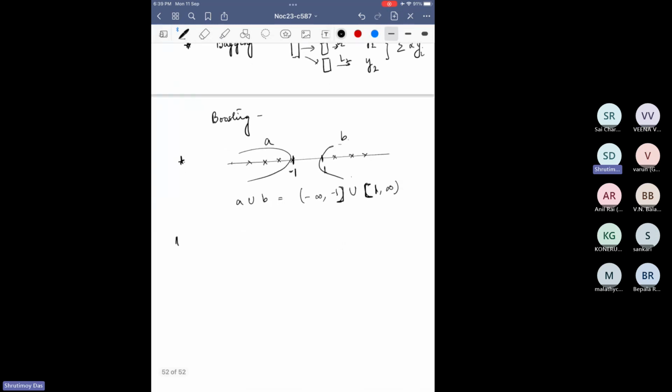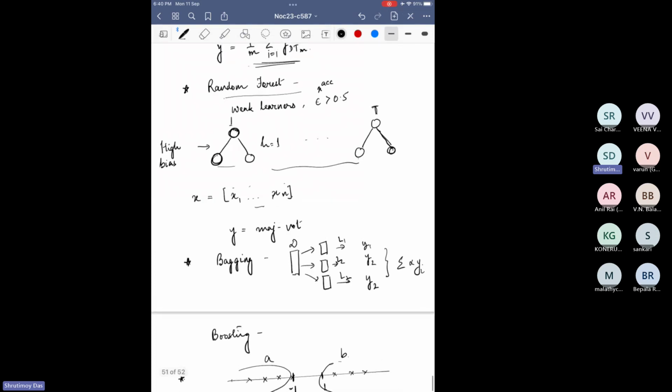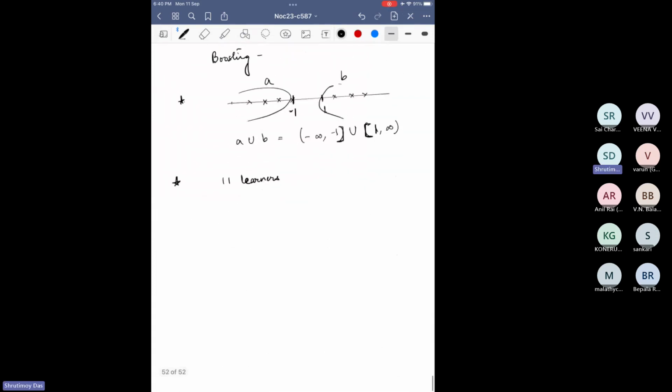Voting means suppose you have, say, 11 such learners. So in terms of the random forest, you have 11 such trees. Each of them, suppose there are two classes, plus and minus, and suppose 5 of the learners output plus and 6 of the learners output minus. So here we are talking about majority voting, right? The majority of the classes will output minus, so that is why we take this.